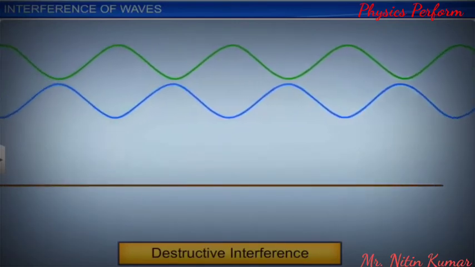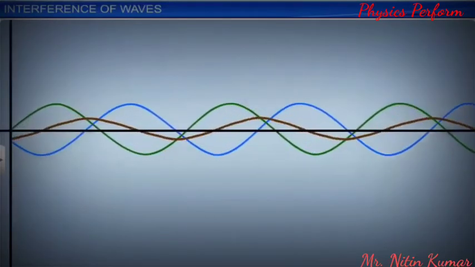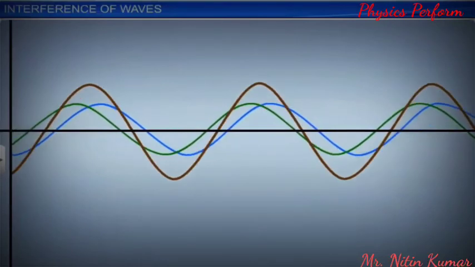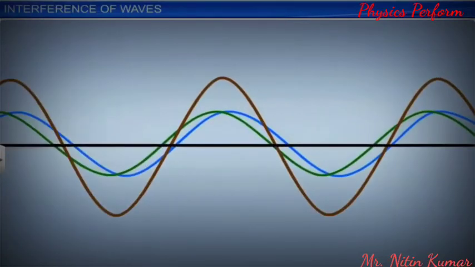The phenomenon of interference can be explained on the basis of the superposition principle of waves. According to the superposition principle of waves, at a particular point in the medium, the resultant displacement produced by a number of waves is the vector sum of the displacements produced by each of the waves.